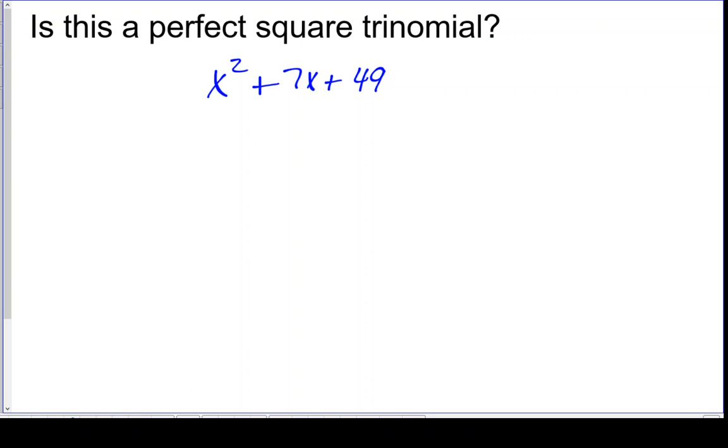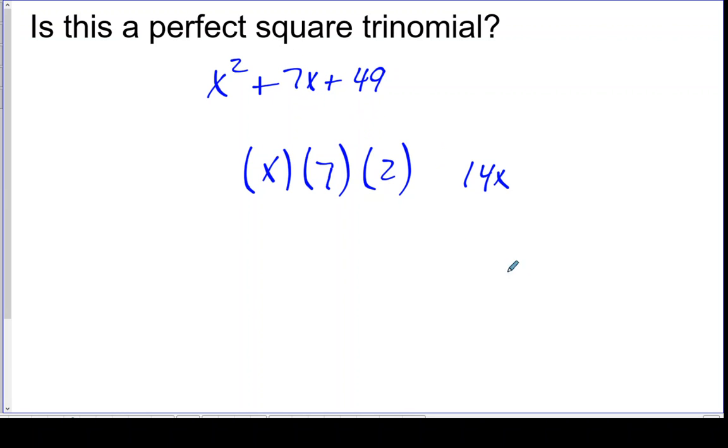Alright? What about this one? Is x squared a perfect square? Yes, you can take the square root of that. Is 49 a perfect square? Yes, you can take the square root of that. So far, it's looking good. But now remember, we've got to double it. When we double it, what do we get? We get 14x. But what's the middle term? The middle term is 7x.